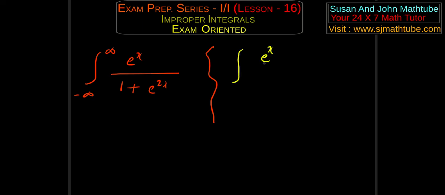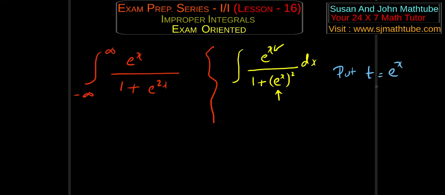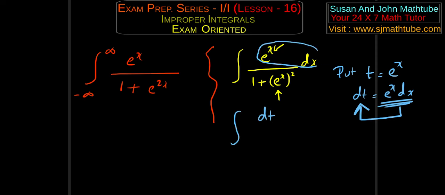Write the integral without limits. Anyway, I'm going to manipulate because I already noticed a trick to integrate. I can see the function and the derivative. So as expected, I'm going to put t is equal to e to the power x. So dt will be e to the power x dx. So this e to the power x dx should be replaced with dt. So we get dt by 1 plus t square.